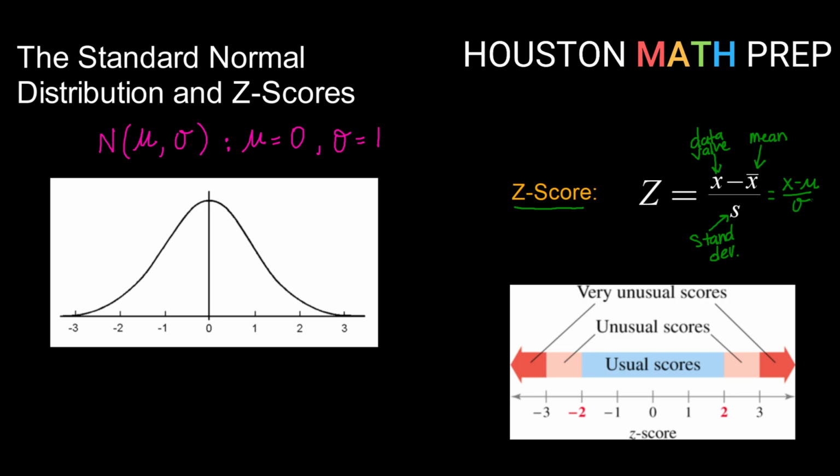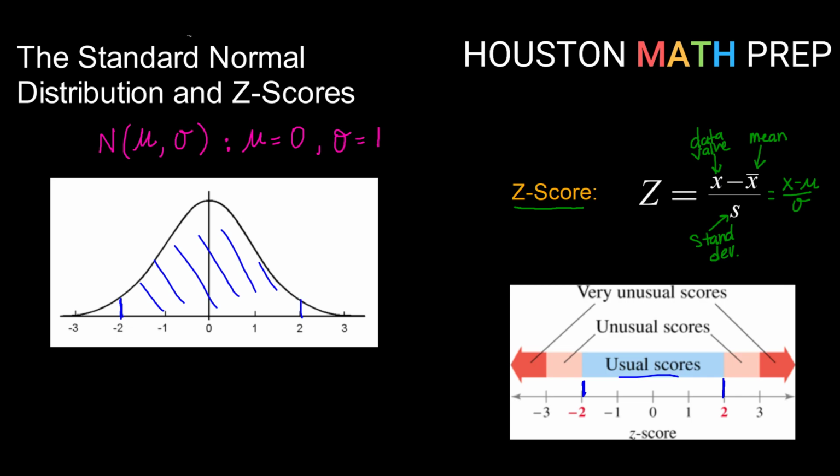So what a z-score tells us is how far away from the mean we are. So what we can notice down here in this chart is that we consider z-scores that give us a value between -2 and 2 to be usual scores, meaning a data value that falls between -2 and 2 in our distribution. We consider those normal data values. Nothing is abnormal or unusual about those.